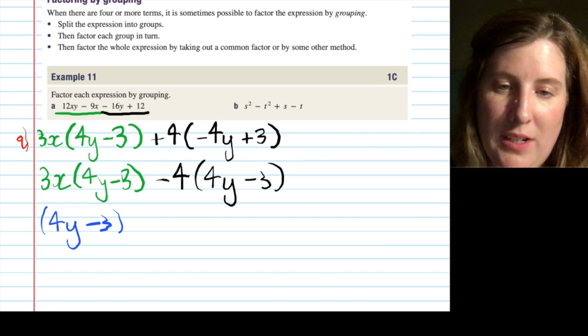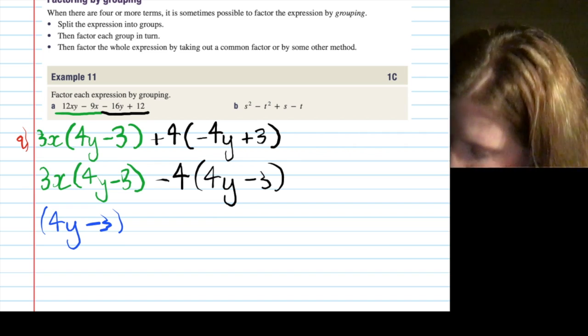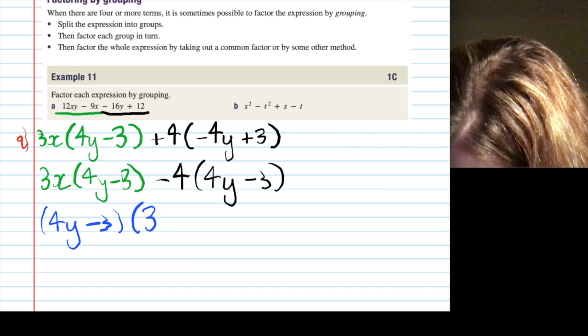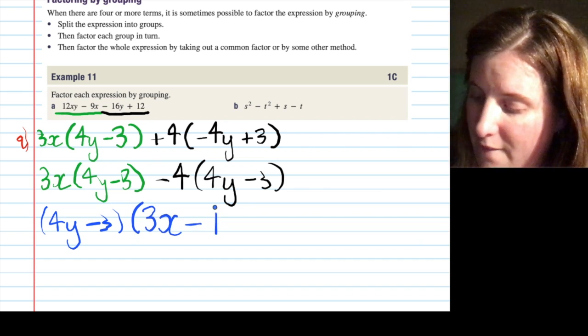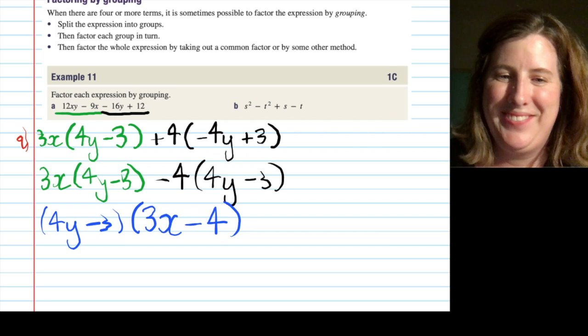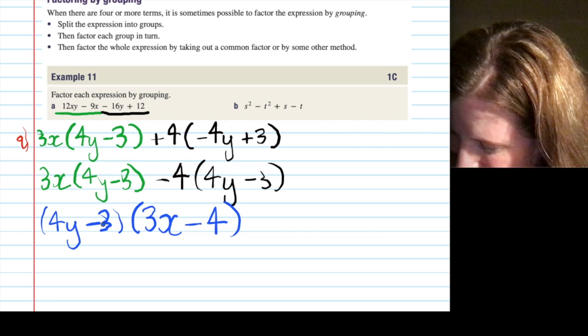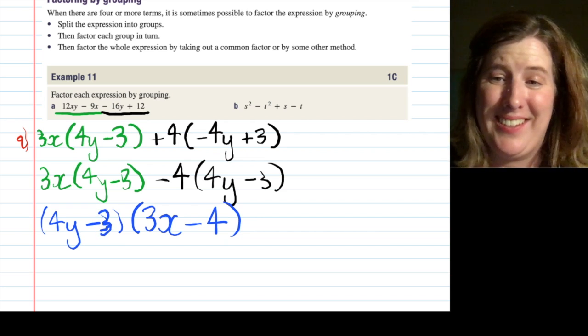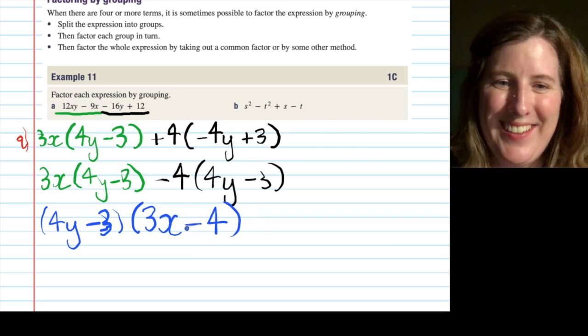And what's left is what's out the front of each of those. 3x, take 4. I can't get over that 3. Come on. That's going to have to do. Okay, that's factorising by grouping.